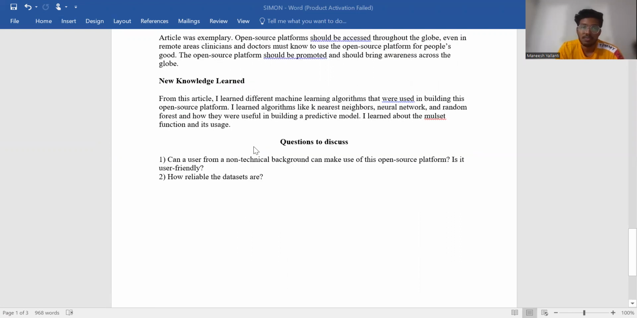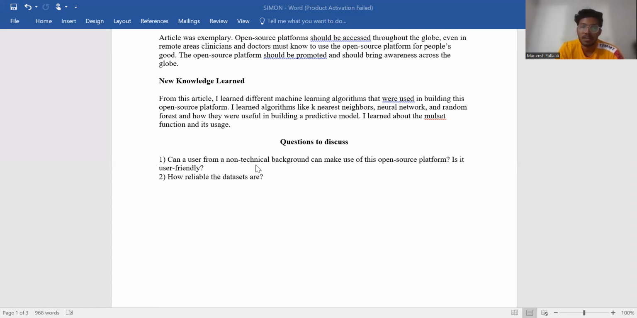New knowledge learned. From this article, I learned different machine learning algorithms that were used in building this open source platform. I learned algorithms like K nearest neighbors, neural network, and random forest, and how they were useful in building a predictive model. I learned about the multi-set function and its usage.